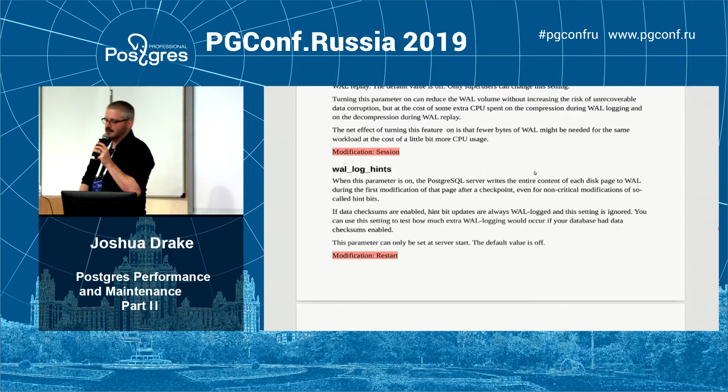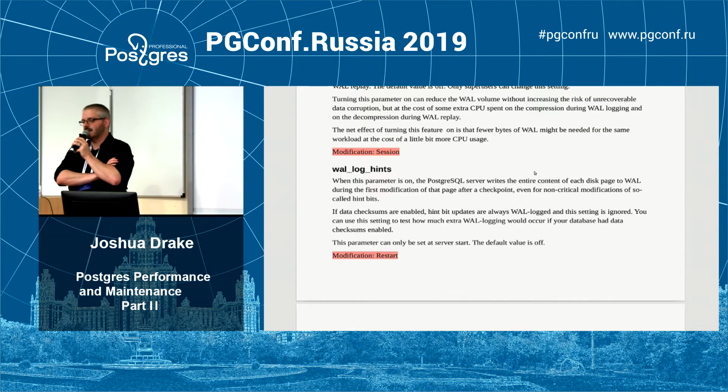wal_log_hints. When this parameter is on, the PostgreSQL server writes the entire content of each disk page to WAL during the first modification of that page after a checkpoint, even for non-critical modifications of so-called hint bits. If data checksums are enabled, hint bit updates are always WAL-logged and this setting is ignored. You can use this setting to test how much extra WAL logging would occur if your database had data checksums enabled. This parameter can only be set at server start.